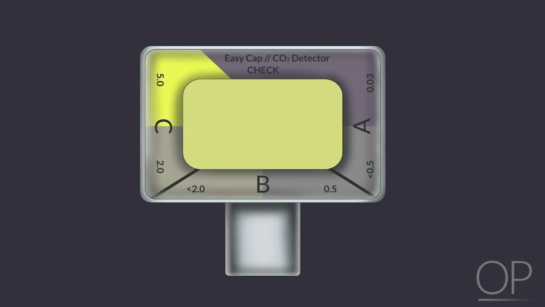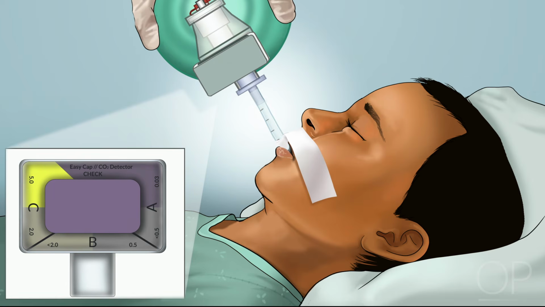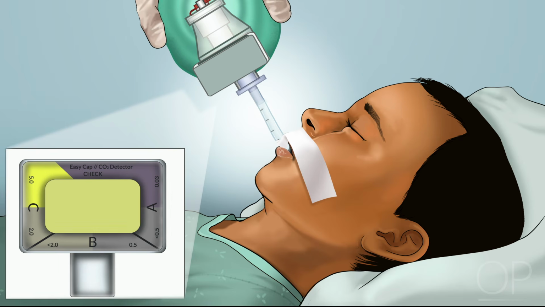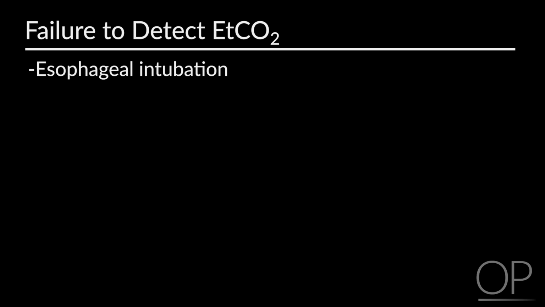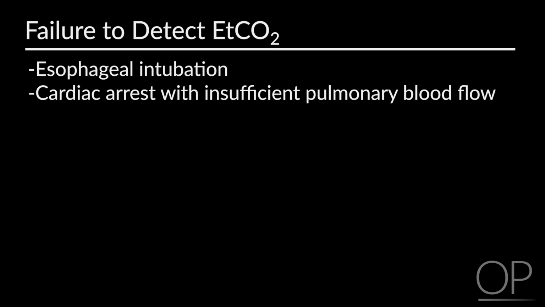End-tidal CO2 detection is the most accurate means of confirming endotracheal tube placement. Failure to detect end-tidal CO2 may be due to an esophageal intubation, cardiac arrest with insufficient pulmonary blood flow, or equipment malfunction. Note that CO2 may be detected initially even if the endotracheal tube is misplaced in the esophagus. However, in this case, CO2 will no longer be detectable after a few breaths.